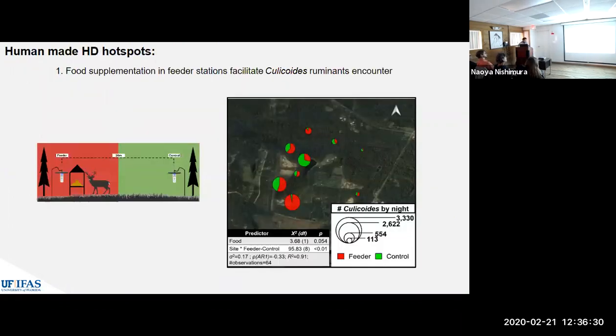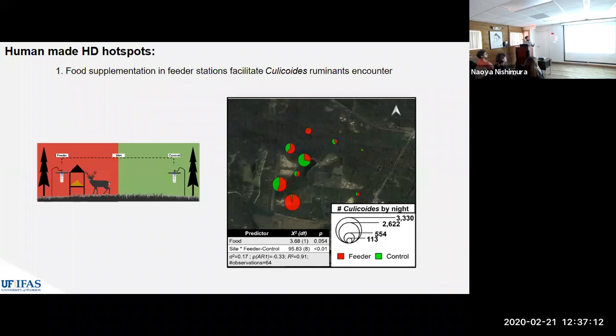The last thing that we have been working on with Theo and Dinesh is trying to understand how human-made hotspots for transmission lead to contact between vectors and hosts. One of the main theories behind that is about the nonlinearity of disease transmission, or how super spreaders and hotspots tend to overlap in space and time. So we designed an experiment to understand how food supplementation for deer could increase the chances of contact between Culicoides and hosts.